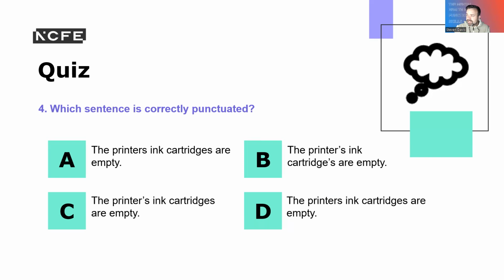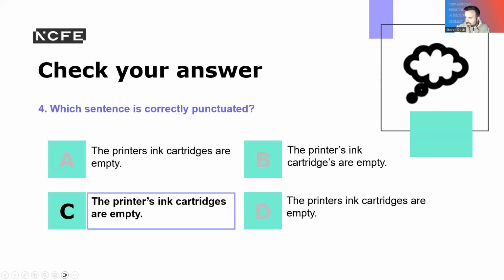Which of these sentences is correctly punctuated? So the printers, well, it's not that one, is it? Because that needs an apostrophe there. So the printers, ink and cartridges are empty. I don't think we need an apostrophe there. And that one's not right either. So it's got to be C, hasn't it? Good.